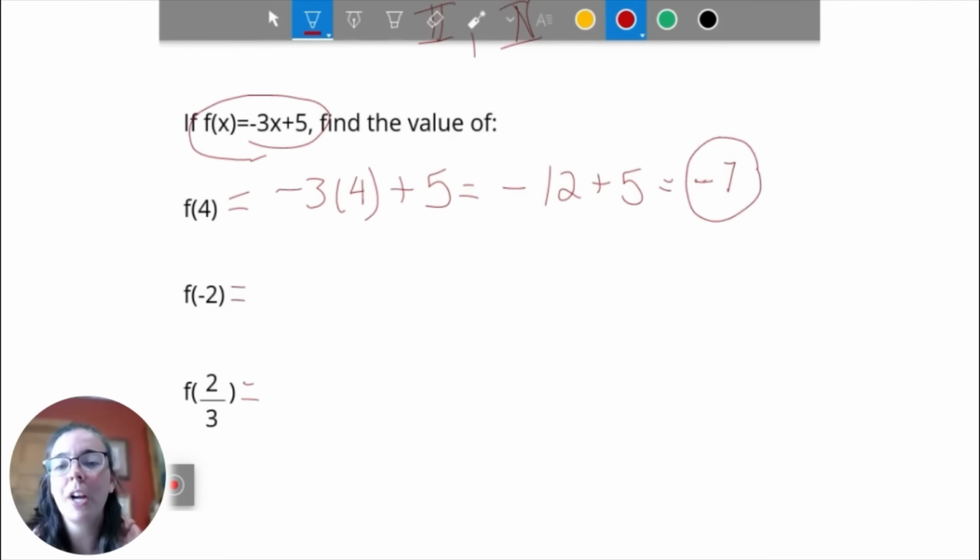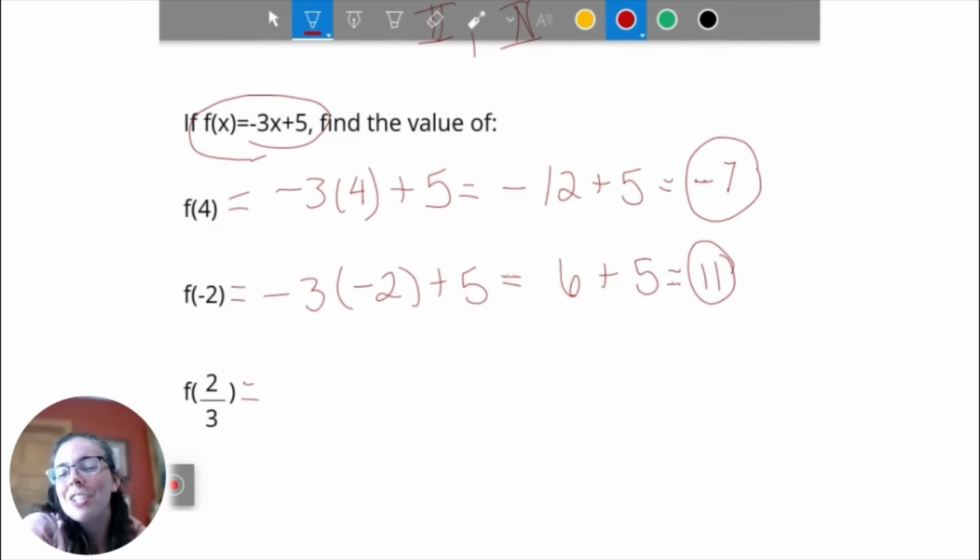All right, maybe you can try this next one. So maybe pause the video and let me know in the comments, what do you get for f of negative 2? I'm going to plug in negative 3 times negative 2 plus 5. Negative 3 times negative 2 is 6, plus 5 gives me a positive 11.